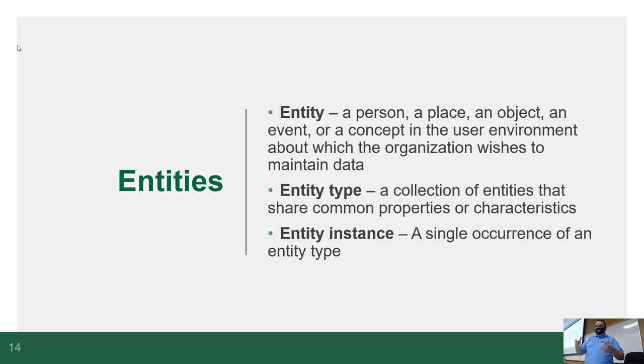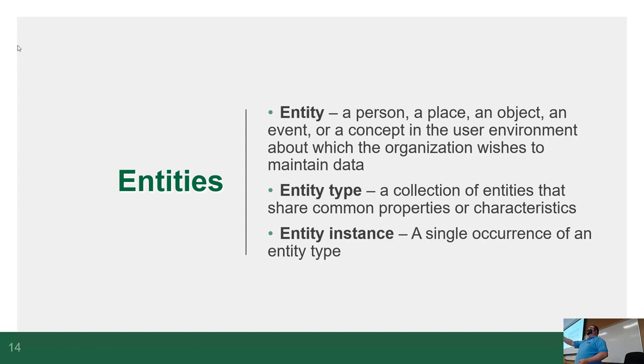An entity type is a collection of entities that share a common property or characteristic. So an entity is each of you. Your entity type would be students. As an entity type of students, you all share certain common pieces of data. A student number, a name, what courses you're taking, who your profs are. That's an entity type. Actually, I just threw like three entity types at once in there.